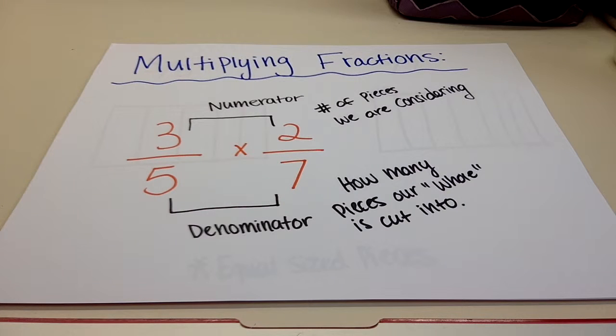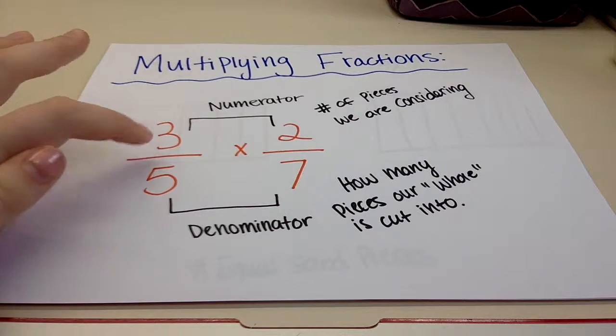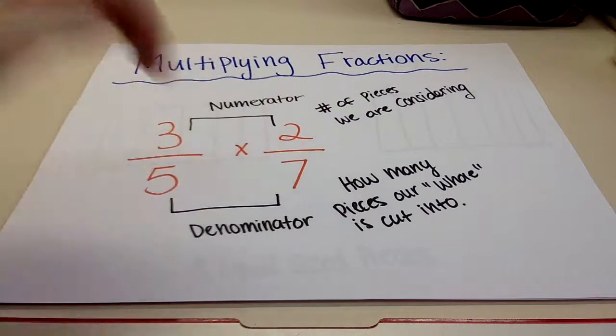Okay, so today I'm going to be talking about multiplying fractions. So we're going to start first with our equation that we're given. We're given 3/5 times 2/7.